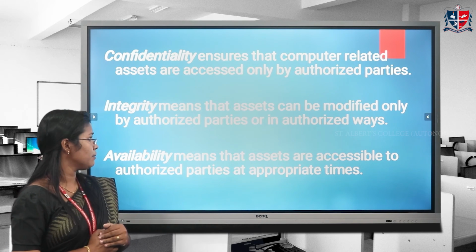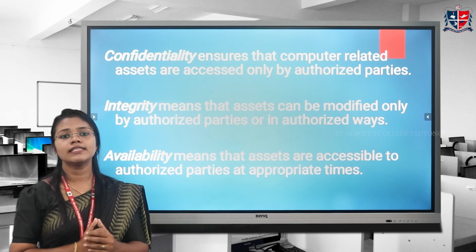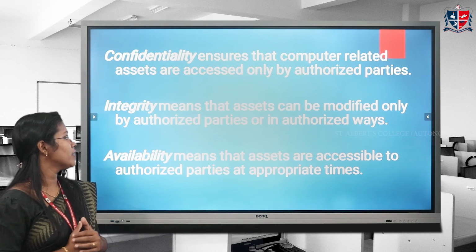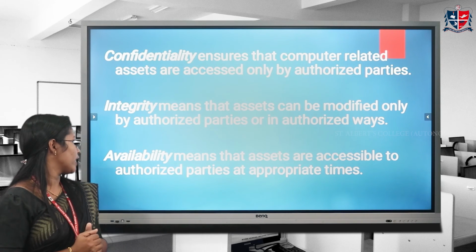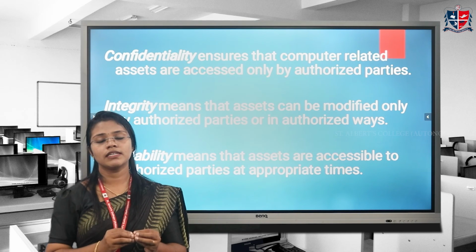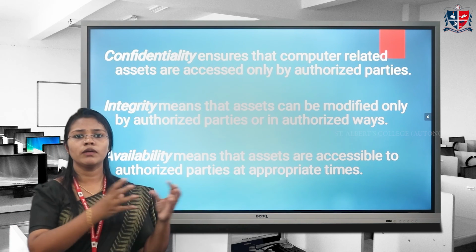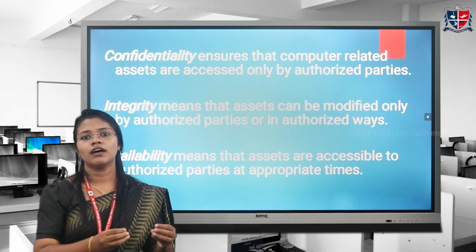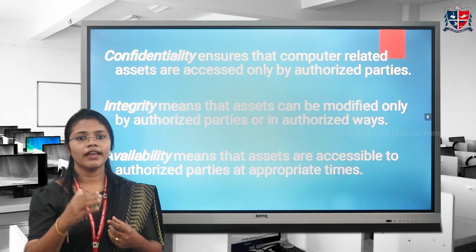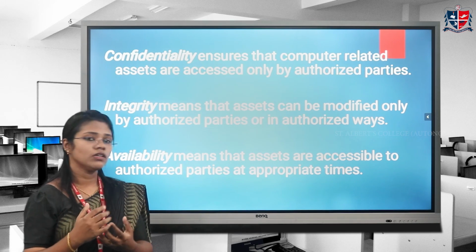The next one is integrity. Integrity means the contents in the system can only be modified by authorized persons. The assets in the computer system are modified only by authorized parties or in authorized ways. The next one is availability. Availability means the resources are available to authorized persons. In a hierarchical position, the manager has the right to access particular information, the assistant manager can access particular information, or the tutor can access particular information, like that. So availability means the assets are accessible to authorized parties at appropriate times.